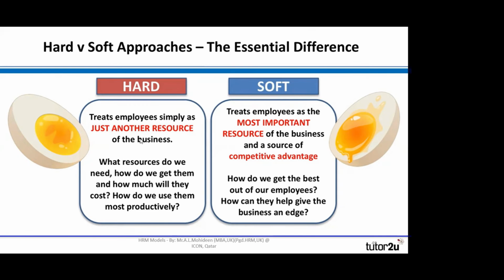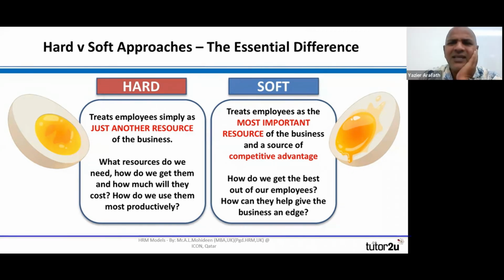Sir, an example maybe of the hard approach. Some management, if someone resigns, they say you can easily be replaced. Yeah, easily. So they think, we don't care. You want to go, no problem. We can find another person. Because they don't feel that we are losing one resource. It's a valuable one.